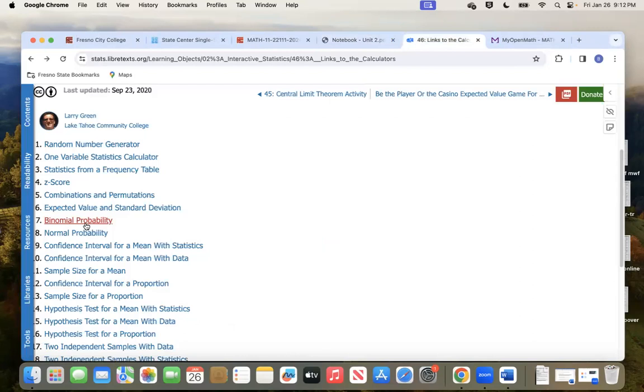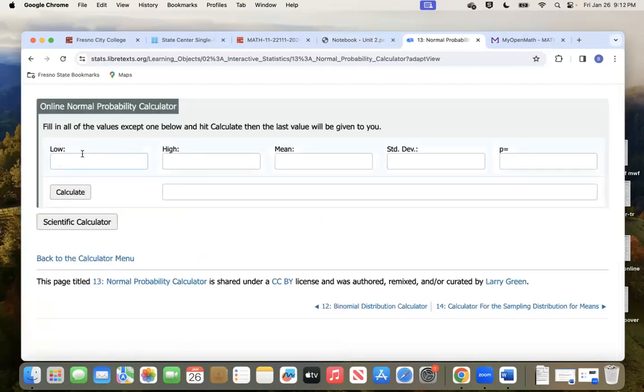I'm going to choose the normal probability calculator. I'm going to put in the low is 4. The high is 6 nines, or you can put in 7 if you want. The mean, the average person spends 3 days. The standard deviation, how much they deviate from person to person, the typical deviation is 1.5. Hit calculate.